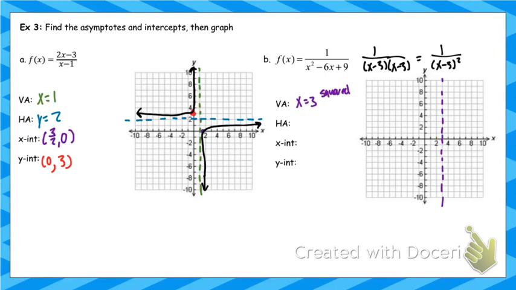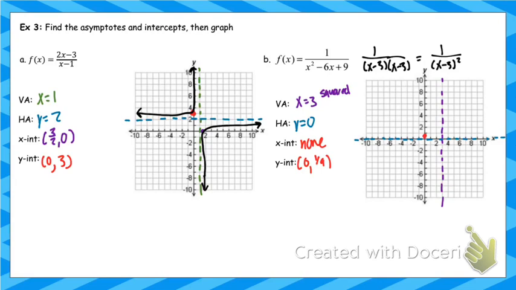All right, horizontal asymptote. Top heavy, bottom heavy. We look at this, it's bottom heavy. So it's y equals 0. And then we graph our x-intercept. I set the top equal to 0. Well, the top's not going to equal 0, so there are no x-intercepts. Y-intercept, plug in 0 for all your x's, and I get 1/9.